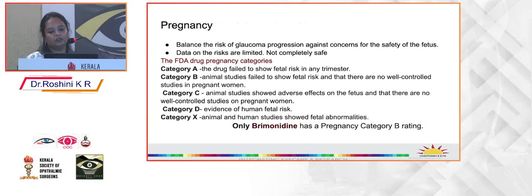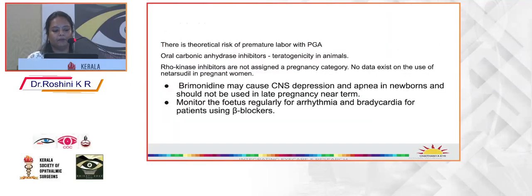So coming to anti-glaucoma medications in pregnancy, balance the risk of glaucoma progression against concerns for safety of the fetus. Data on risk are limited and the drugs are not completely safe. Only brimonidine has a pregnancy category B rating. All other anti-glaucoma medications are C rated. There is a theoretical risk of premature labor with the PG analogs.